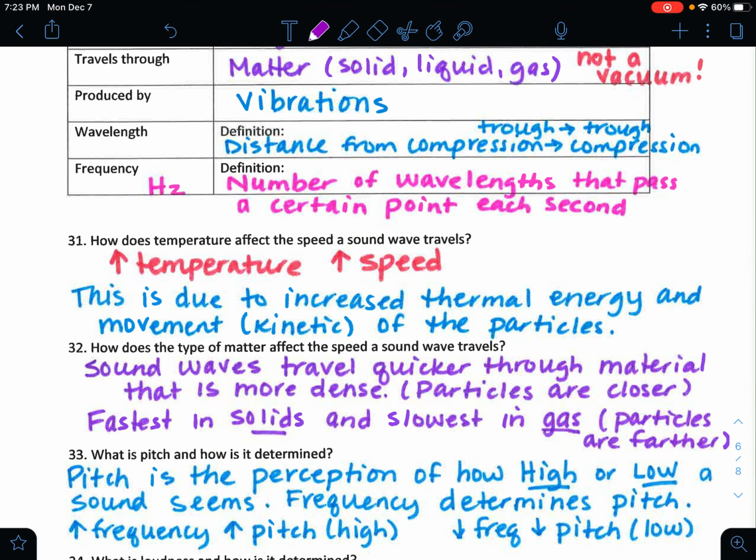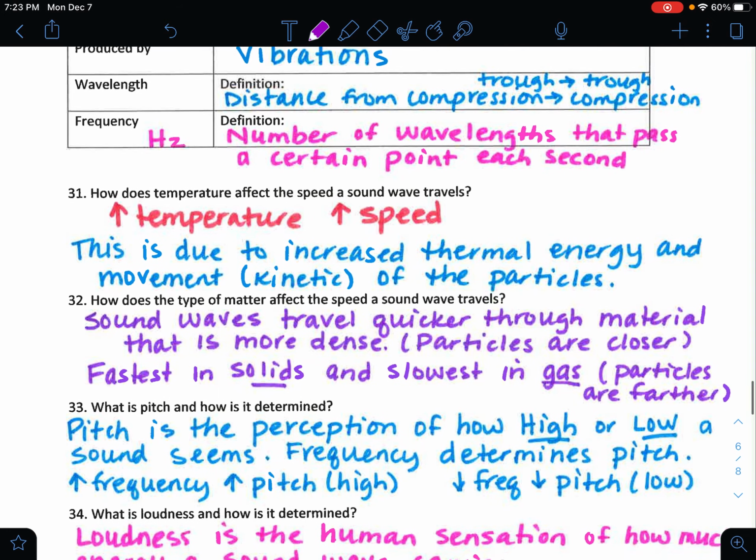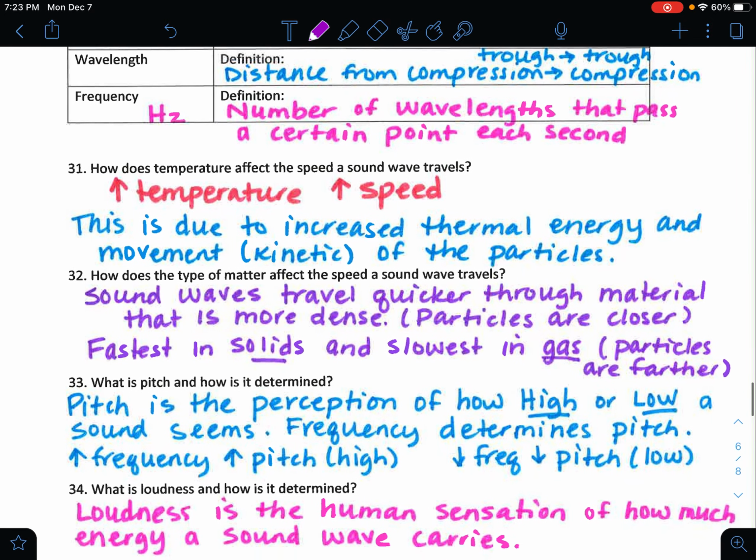So how does temperature affect the speed a sound wave travels? Increased temperature, increased speed. This is due to the increased thermal energy and movement, the kinetic energy of those particles. If a sound wave is moving from particle to particle, and we increase the temperature of those particles so they're moving faster, then that's going to have that wave move faster through that material as well. So increase temperature, increase speed.